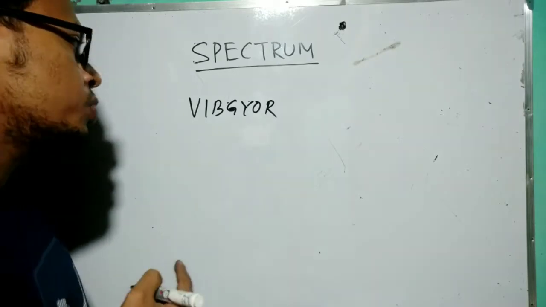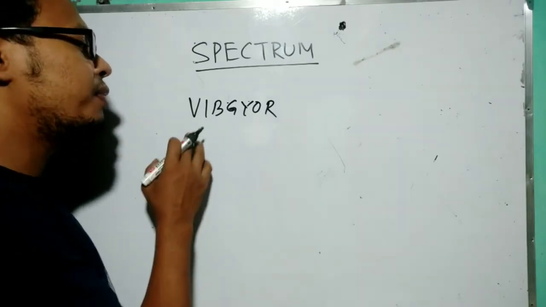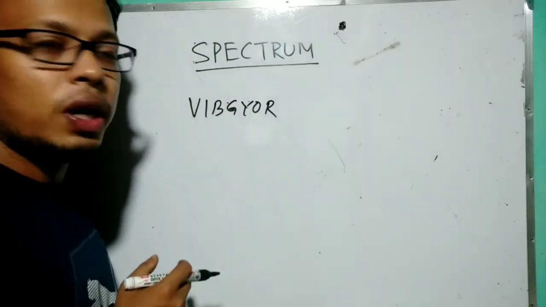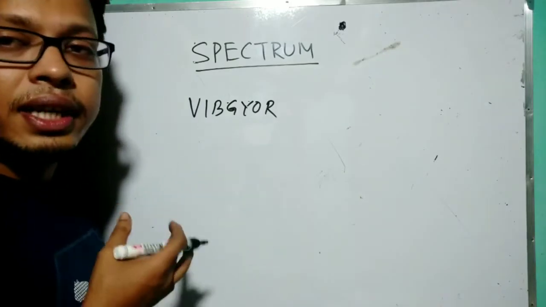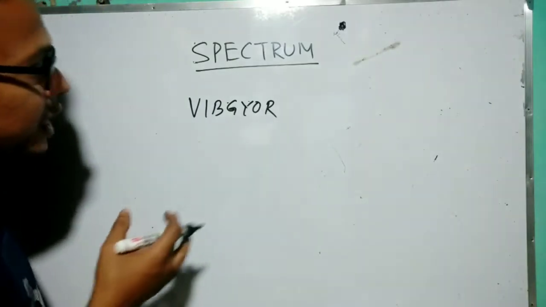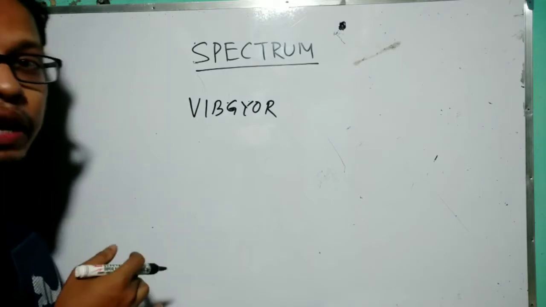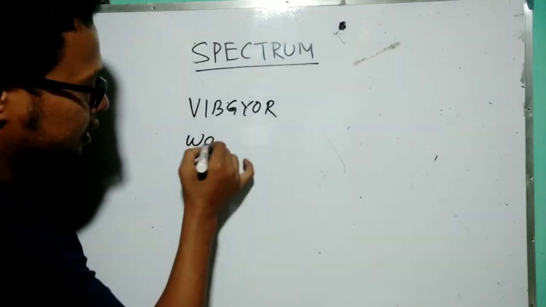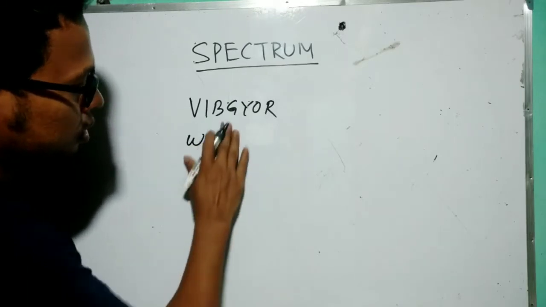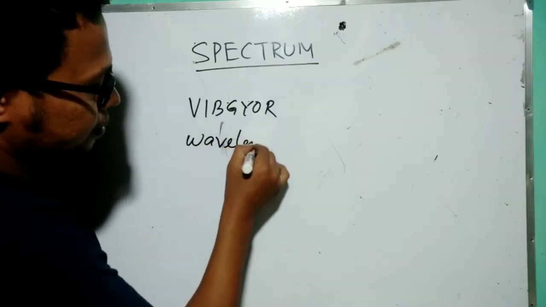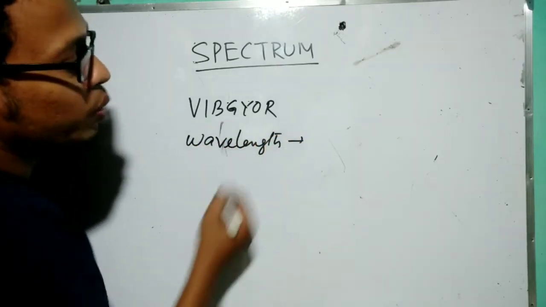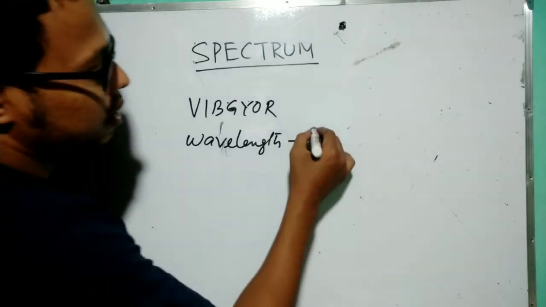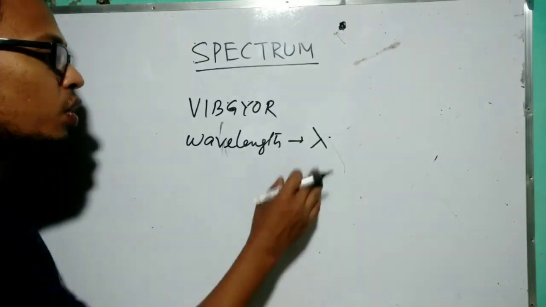Now if I ask the question, what is the difference between red and violet, or any 2 colors? How would you differentiate them? To differentiate between 2 colors, one term you have to learn, which is called the wavelength of light. This wavelength is represented by lambda.